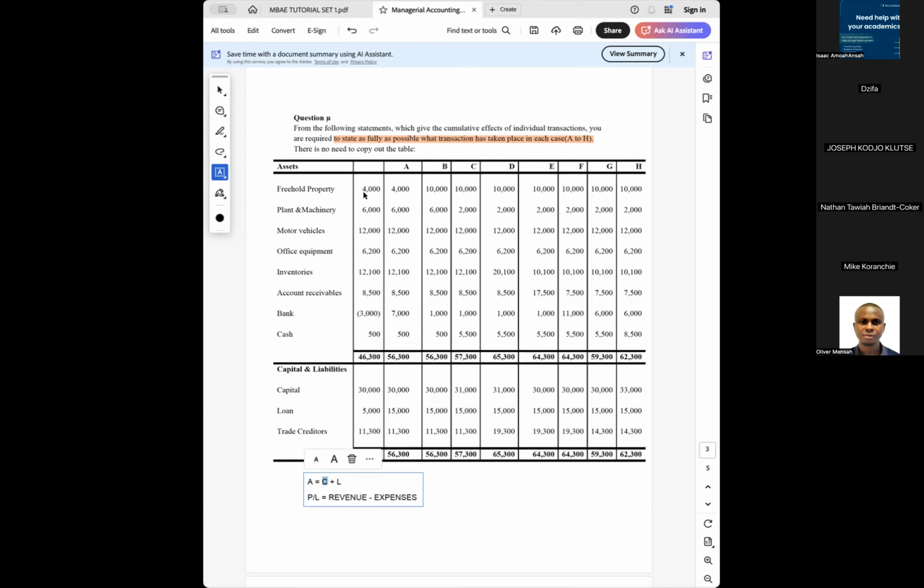If you buy the freehold property, if you buy plant and machinery, if you buy motor vehicle or office equipment, they will all increase, right? But if you bought and paid for it, then it's likely that your bank account will drop, or your cash account will decrease, right? If you bought and you didn't pay for it, then it means that your trade creditors would increase, right? So these are things that we need to see.